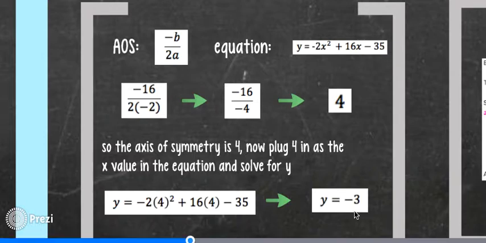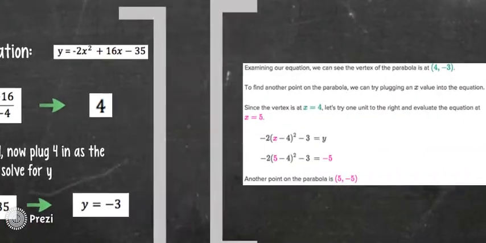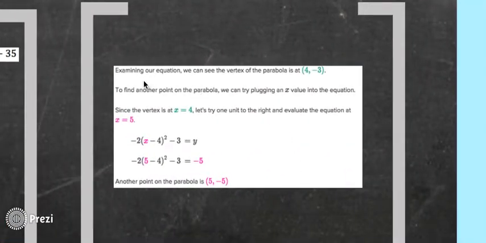So the axis of symmetry is 4, and you plug in 4 as the x value in the equation to solve for y, and you'll do y equals negative 2 times 4 squared plus 16 times 4 minus 35, which will give you y equals negative 3. And then after finding the vertex at (4, -3), to find another point you can plug in other x values, so let's plug in 5 for x. You'll do negative 2 times (5 minus 4) squared minus 3, and that will equal negative 5. So another point on the parabola is (5, -5).